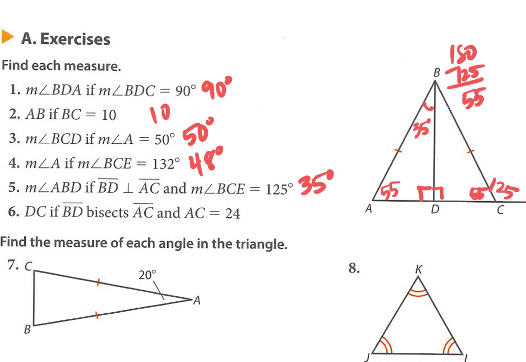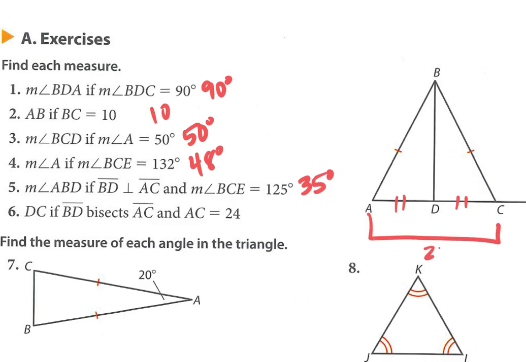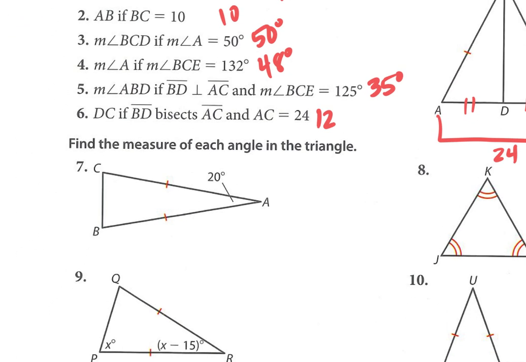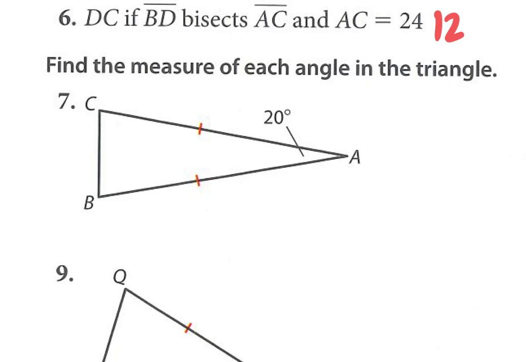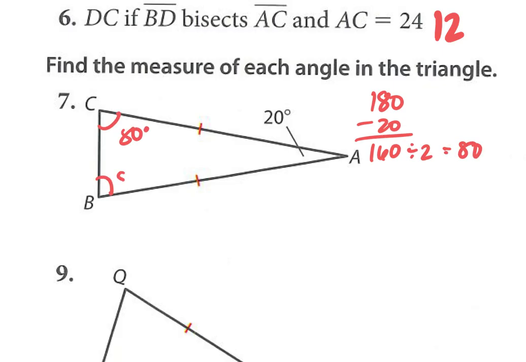And then the last one says, what does it say? The last one says BD bisects AC. So we know we've got sections that are equal, right? AC is 24. What is DC? 12. Because all we have to do is cut it in half. Okay? All right, when we're given something like this on number 7, how would we figure that out? 180 minus 20. Okay, then what? That's 160. And since they got the tick mark, so both equal, so I do 160 divided by 2. Exactly. So we get 80 degrees for both of those.